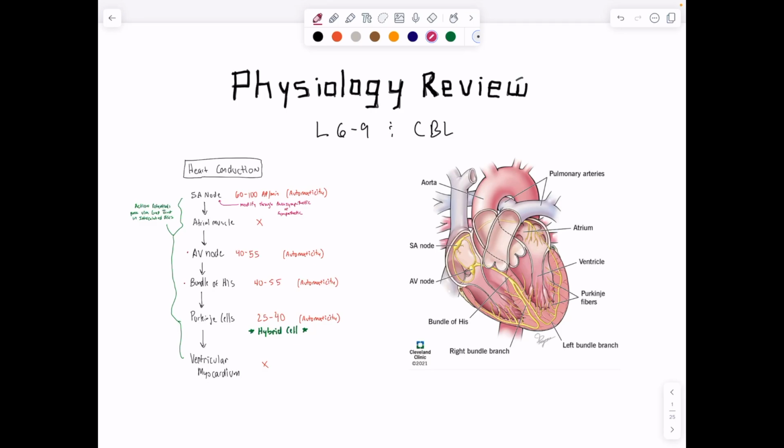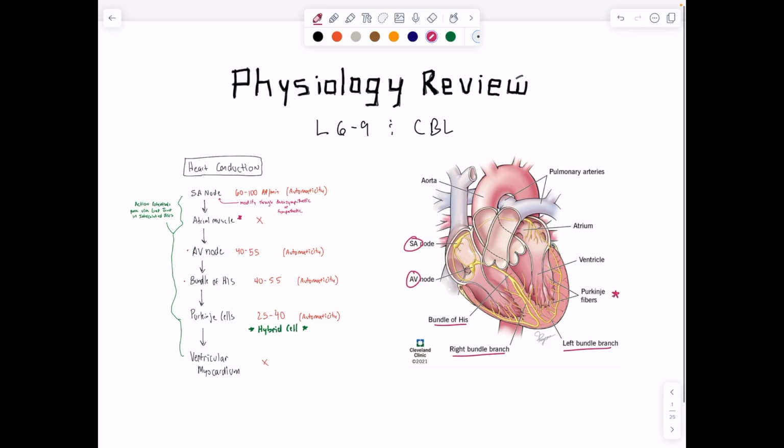We're looking at heart conduction and action potentials. So we have our SA node, and that's going to transmit action potentials to the AV node, and in between that, through the atrial muscle, and then from the AV node down the bundle of His to the different branches of the bundle, and then into the Purkinje fibers, and then to the ventricular muscle.